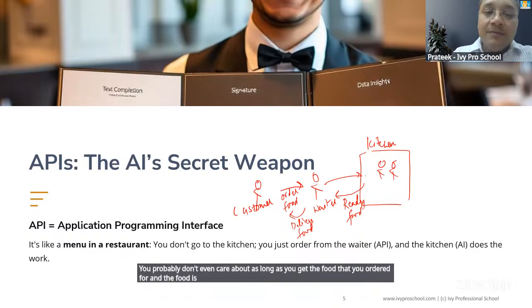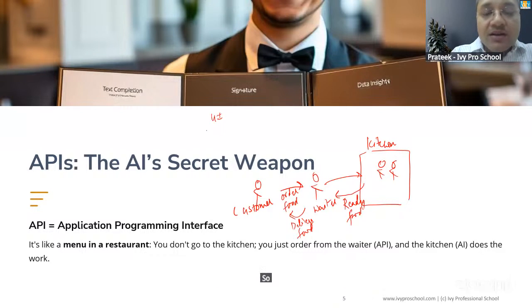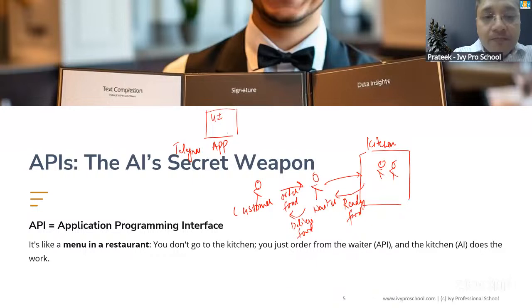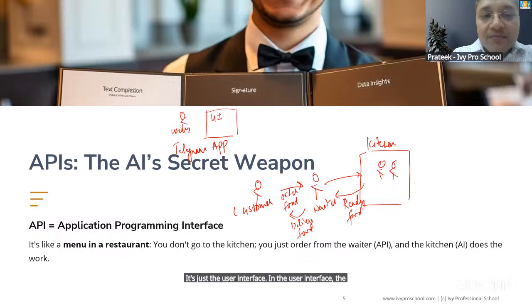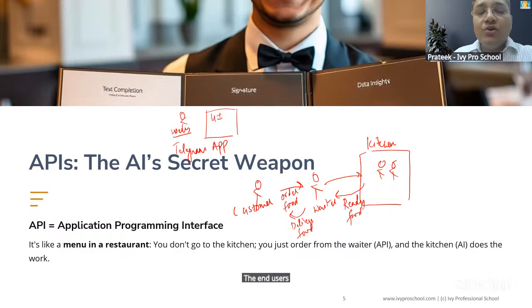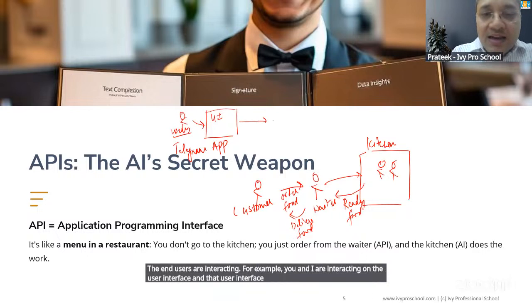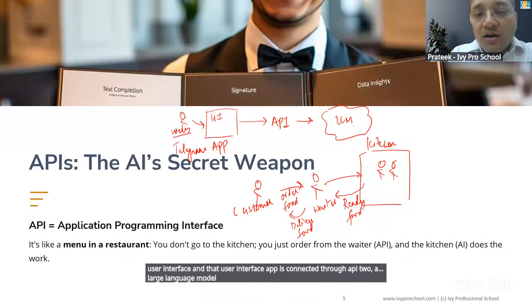and the food is yummy, right? So similarly, in the software world, a user interface, for example, an app, maybe a mobile app, in our case a Telegram app, is just the user interface. On the user interface, the end users are interacting, for example, you and I, and that user interface app is connected through API to a large language model, or a large language model provider, which is an AI provider.